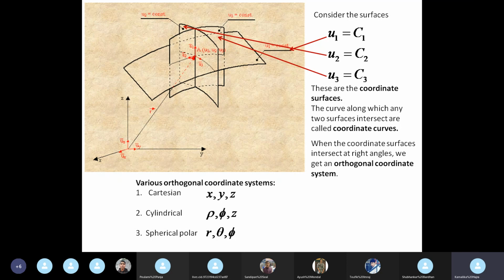So there are several orthogonal coordinate systems. For example, our first choice is always the Cartesian system, where we denote the coordinates by x, y, z. Then there is the cylindrical coordinate system, where the coordinates are denoted by rho, phi, z. And then there is the spherical polar coordinate system, where the coordinates are denoted by r, theta, phi. Okay. There are several other coordinate systems too.